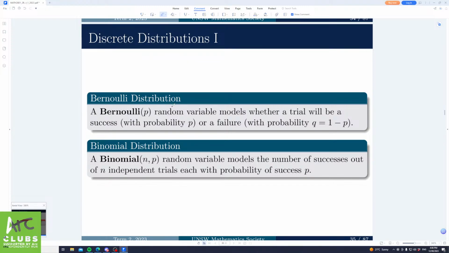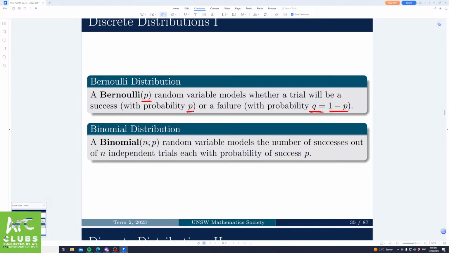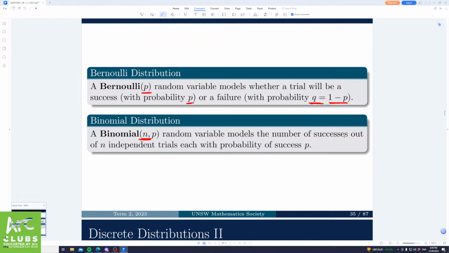So for discrete distributions, we have Bernoulli, and the parameter is p, and it's basically a single trial where a success has probability p and a failure has probability 1 minus p, usually represented by q. Binomial is the same thing, but it's not a single trial, it's actually n trials, and that's our new parameter, n. And it models the number of successes out of those n trials.